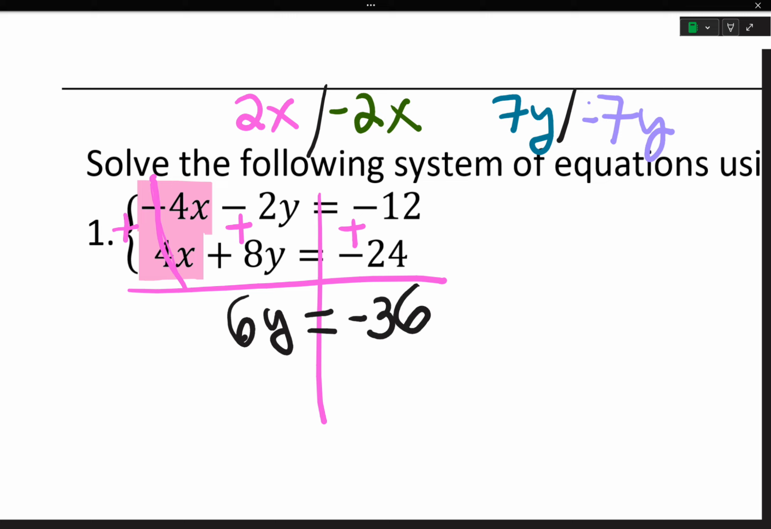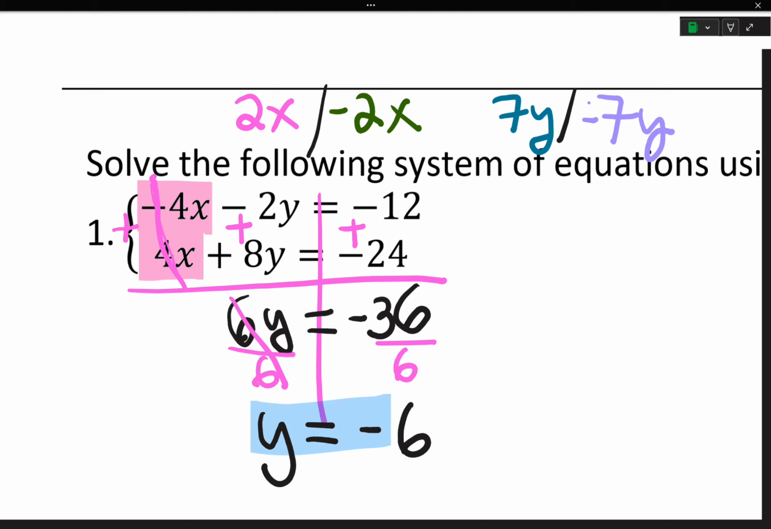And now we are one single step away from finding out what y is. All we have to do is divide both sides by 6. 6 divided by 6 is 1. So y equals negative 6. Awesome. Okay, we got y. Now we need to find x.